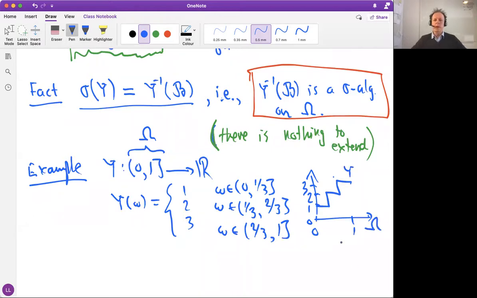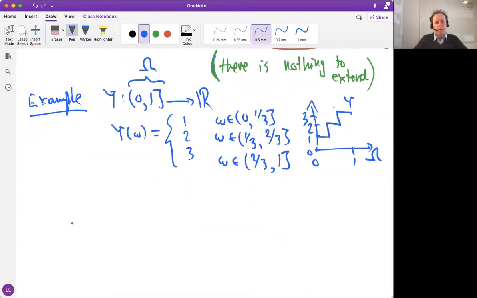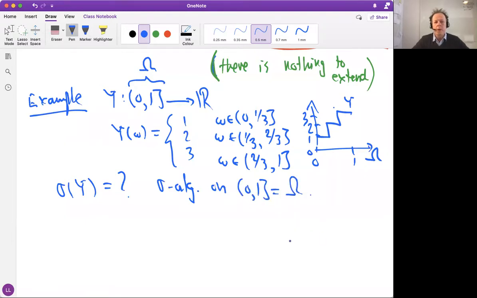This is our space omega. And now for this function, we could ask, what's the smallest sigma algebra that Y is generating? So now we have a concrete function. So in this setting, what is sigma Y? It is going to be a sigma algebra on the set 0, 1, which we are denoting omega. But what is it?